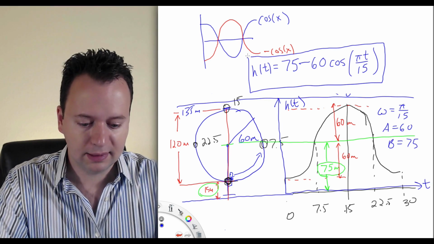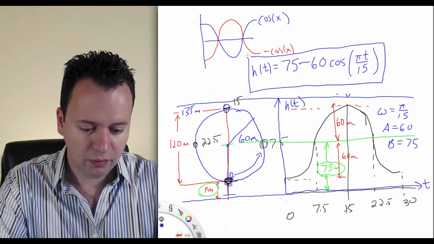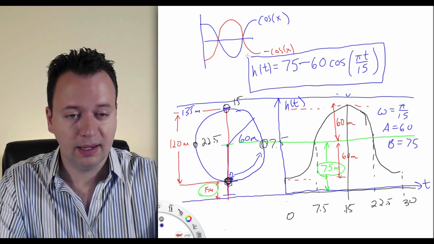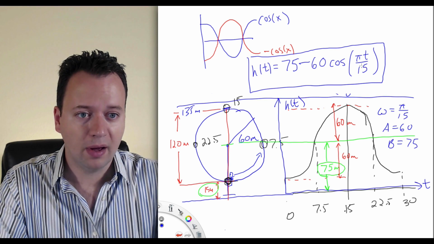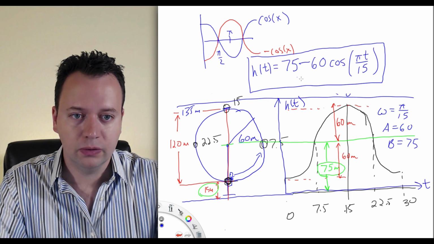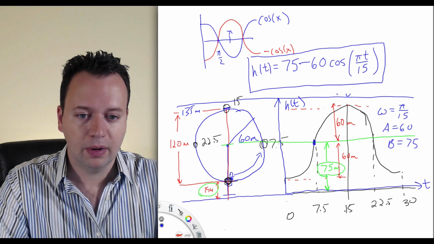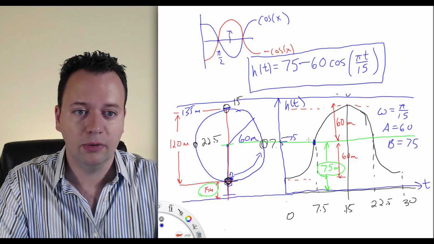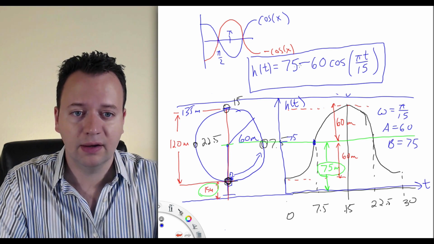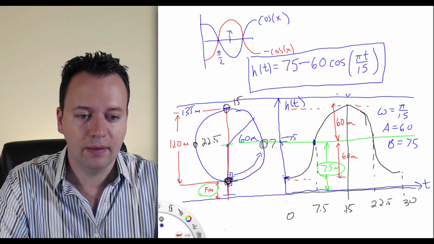So we said that at 7.5 minutes, we were at the midline. So let's check. 7.5 over 15 is 1/2 times pi. Don't even need a calculator for this actually. 1/2 times pi is pi over 2. So it's 75 minus 0, which is just 75. Right, so it's 75, which is the output. At 0, let's check. Cosine of 0 is 1, and 75 minus 60 is 15. So at time 0, you are indeed at height 15.